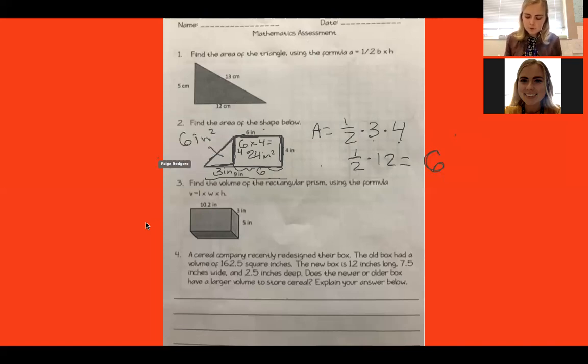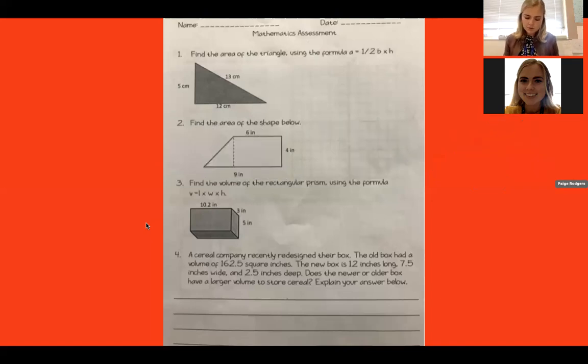And then we combine the parts. So 6 inches plus 24 inches gives us 30 inches squared. So that's the total area.